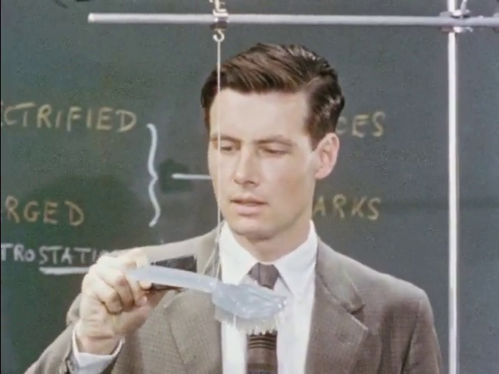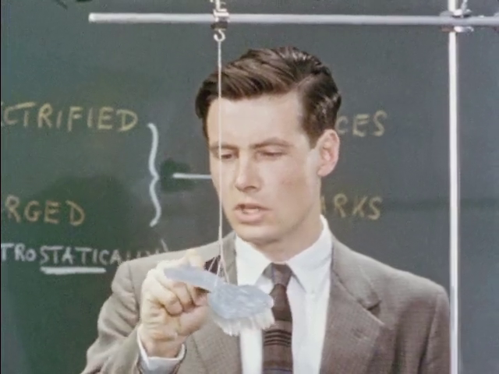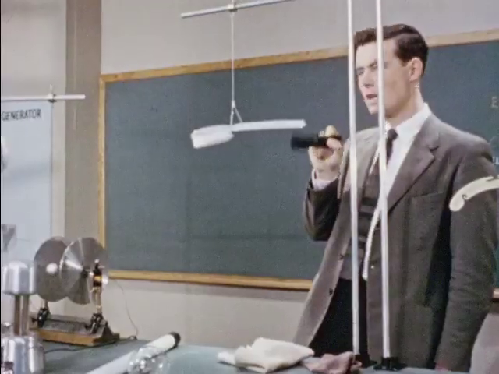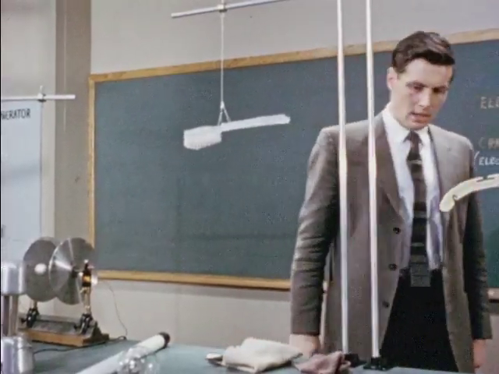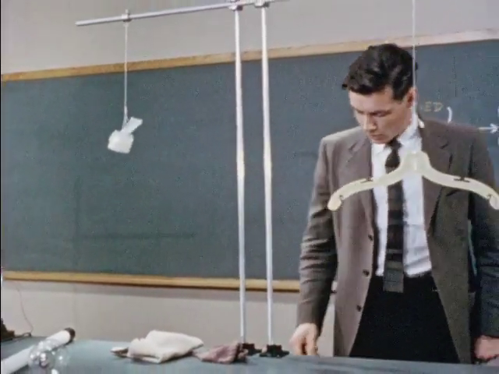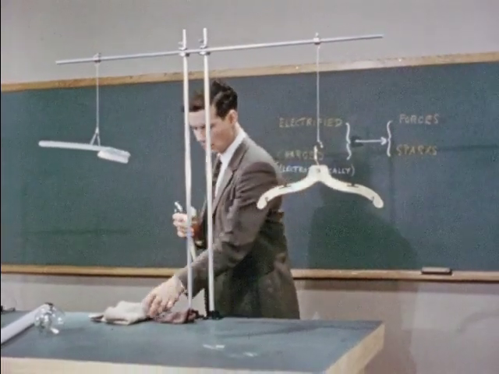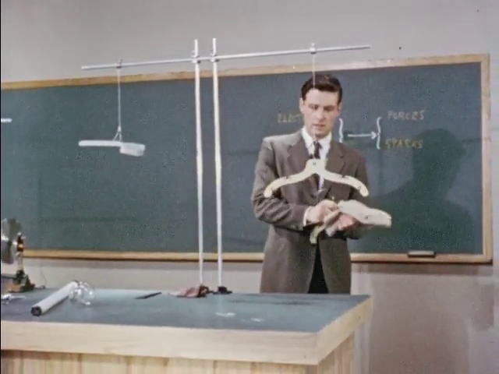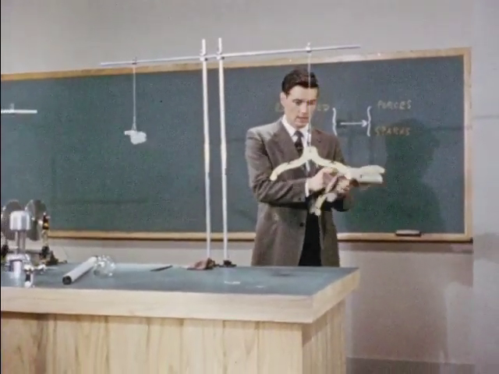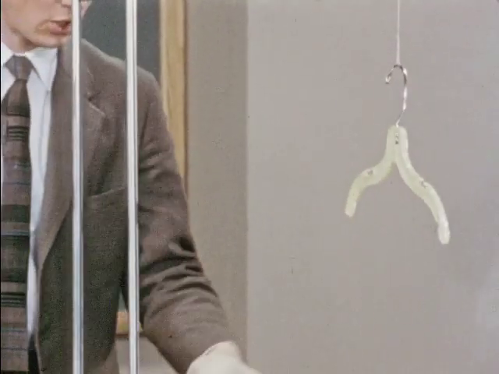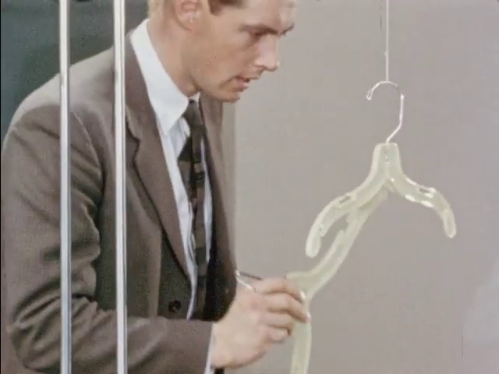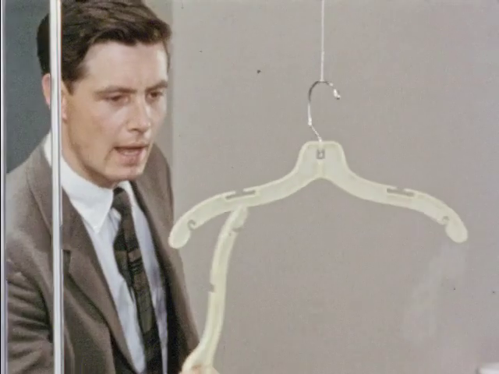Apparently, differently charged bodies attract each other. How about similarly charged bodies? Well, we can find out by taking an identical coat hanger, charging it, and the answer is they repel.